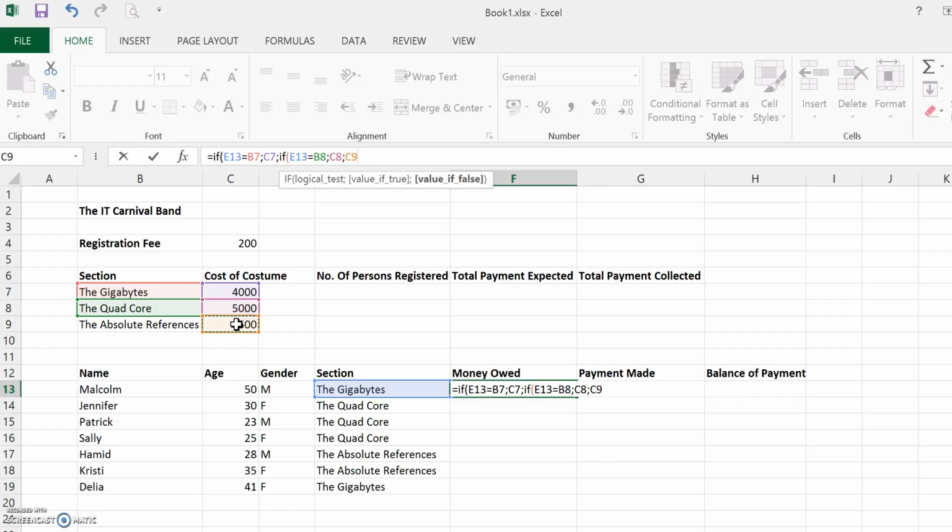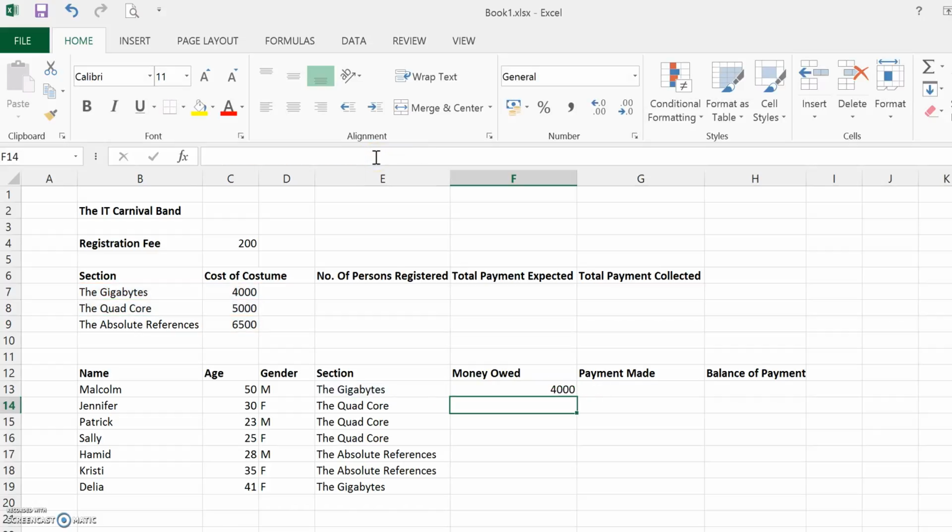So we now have to close off the two brackets that we opened. That first bracket is for the second IF function, and then another bracket here to close off the first IF function. So when I hit enter, I see that this first person who is in the gigabytes will pay $4,000 for their costume. Now, I really want to be able to copy this particular formula down to the other persons registered. However, I need to check to see if I have to use any absolute references.